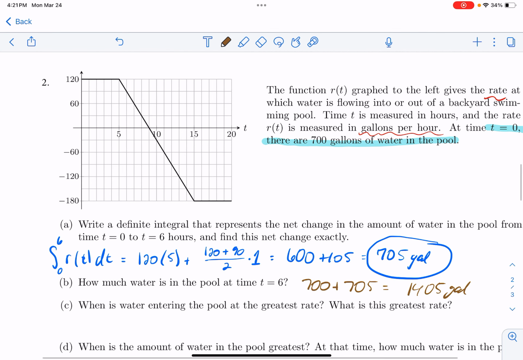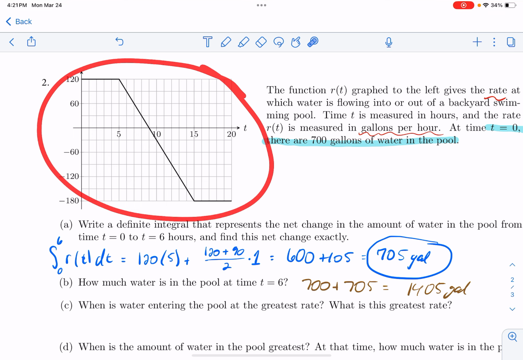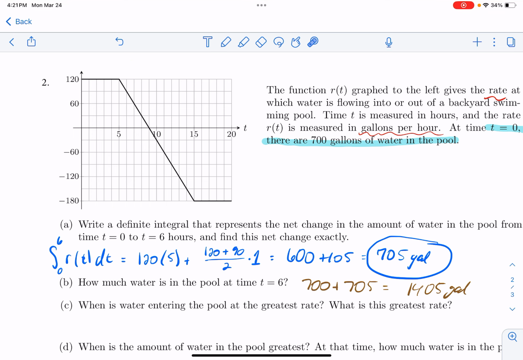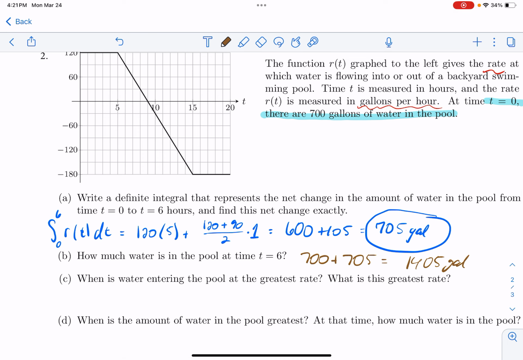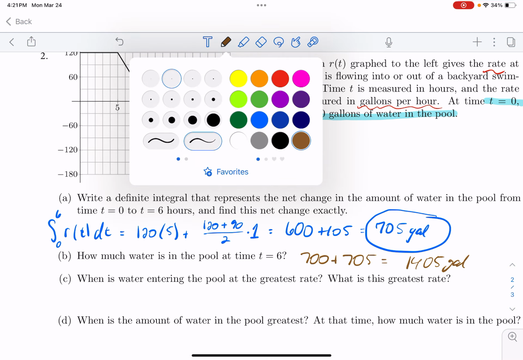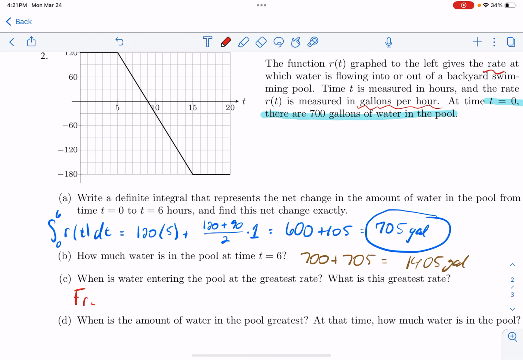Part C says, when is water entering the pool at the greatest rate? Well, remember, we're looking at the graph of rate. So we're just looking at the highest output. The highest output is going to be the greatest rate, and that highest output occurs right here. So when is it entering the pool at the greatest rate? It's entering from t equals 0 to t equals 6.